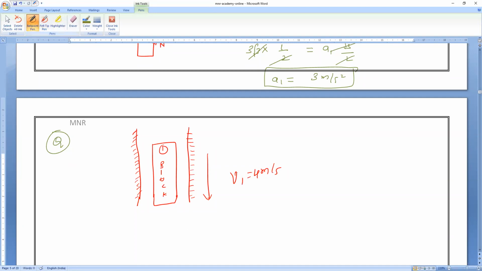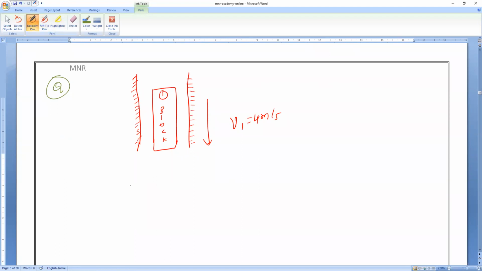Now there is another block. All of you observe very carefully. First I will draw an inclined surface. There is another block exactly present below it. This block is not plane, it is inclined, moving with the velocity of V2. This angle is 30 degrees. The question is to calculate V2.